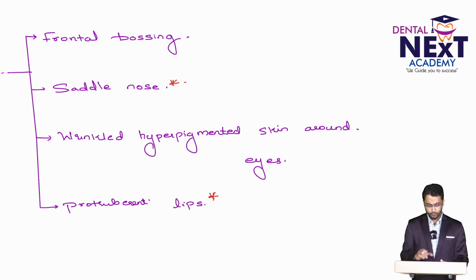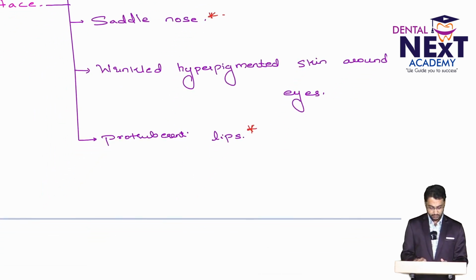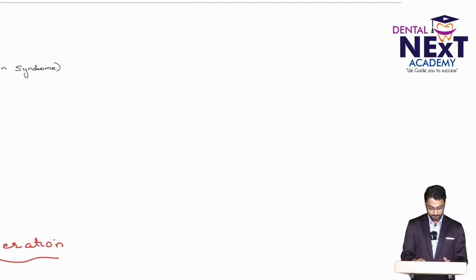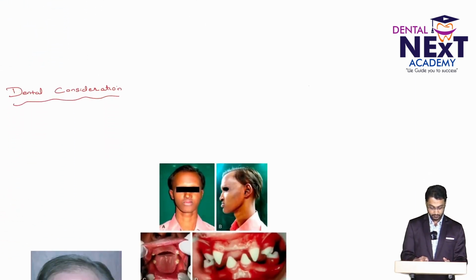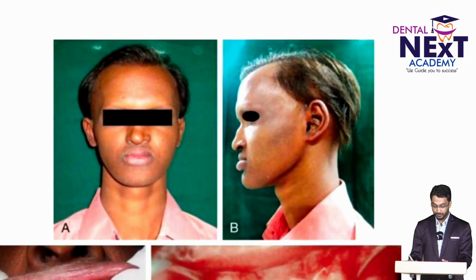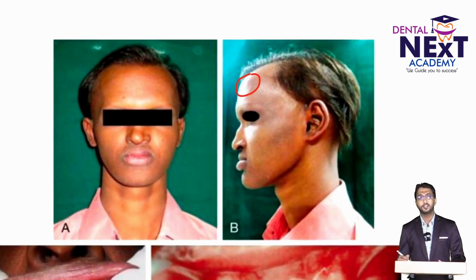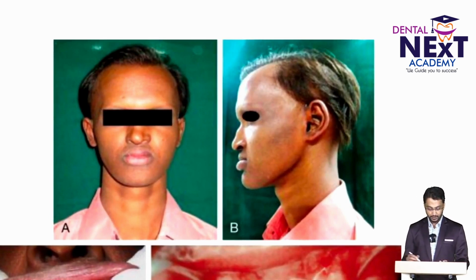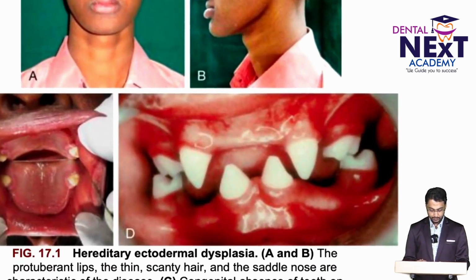Protuberant lips, lips are protuberant. So these features I'll show you in one of the images below. Before going further, see the lips which are protuberant outside, isn't it? This patient has protuberant lips, a little bit of frontal bossing. You will see a typical feature of this. Almost all the patients will have these features: frontal bossing, a saddle-shaped nose. See this nose here. Then there are the peg-shaped teeth, the peg-shaped teeth there.